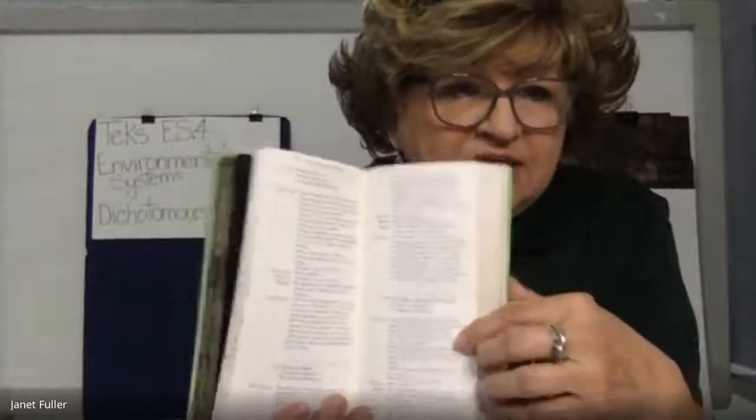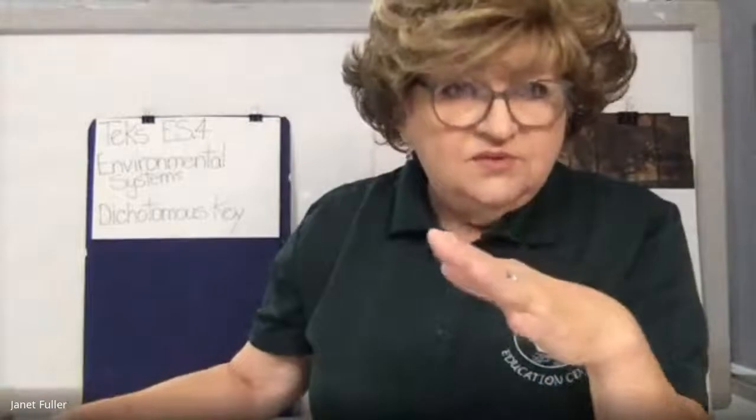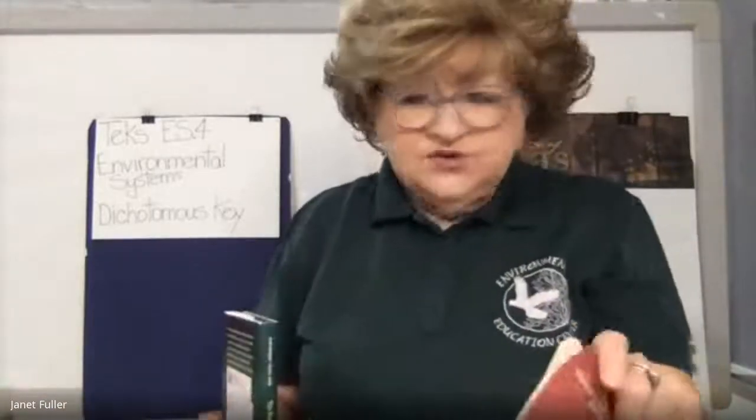It gives you its name. It tells you where to go in the book. You turn back there, and it tells you all about your plant. So this is a really good way of doing it, going back to the original dichotomous key. Now we have some others here.